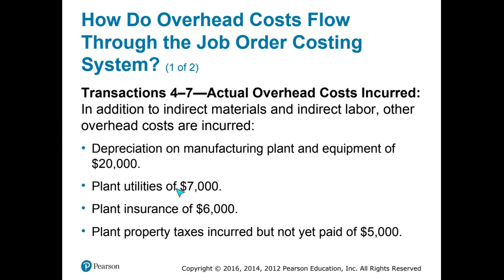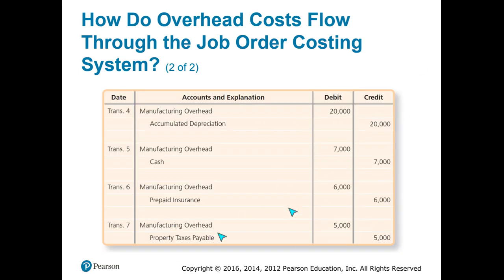So we credit the cash account. We have plant insurance of $6,000. So we debit manufacturing overhead for $6,000 and we credit prepaid insurance for $6,000. And then we had plant property taxes, which were incurred, but we did not pay them yet. So we're going to debit our manufacturing overhead account, and we're going to credit property taxes payable. And so we'll see those entries here.